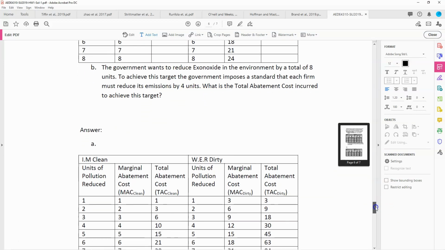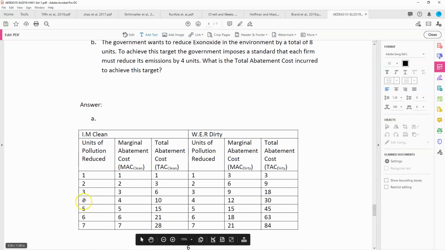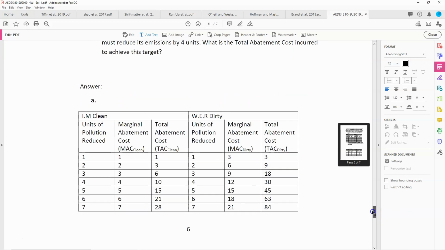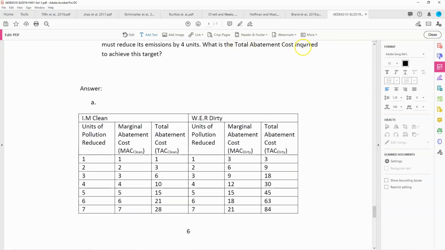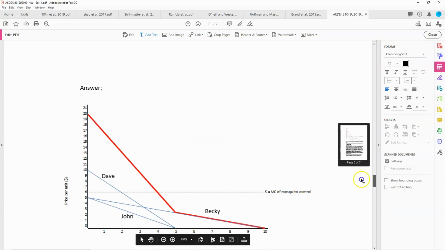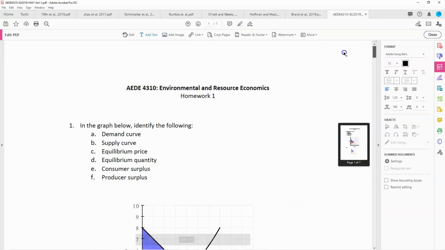And for the clean firm, the total abatement cost for 4 units of pollution is 10. And for the dirty firm, the total abatement cost for 4 units of pollution is 30. Then the total abatement cost from those 2 firms should be 10 plus 30, which should be 40. And that is the total abatement cost incurred to achieve this target. And that's all for assignment 1.